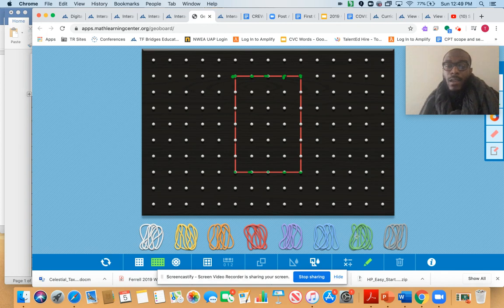So I'm going to get another rubber band. I'm going to get green. Put my marker back. So this side is equal to this side. So if I was, there we go. 1, 2, 3, 4, 5. So if I was to flip this here, it will be parallel to that side. It will be equal to that side.